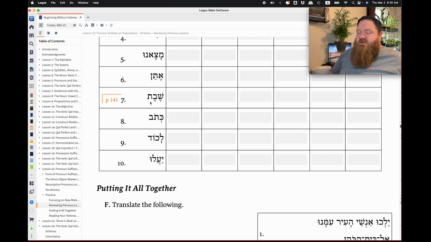Number 7, Shevet, we have a segel-segel tav pattern. That segel-segel tav pattern does appear in a few different types of conjugations. So the two primary ones are going to be the count active participle feminine singular. You'll often have a segel-segel tav ending, but it will usually be a four-letter word. You know, you'll have your root and then segel-segel tav at the end.